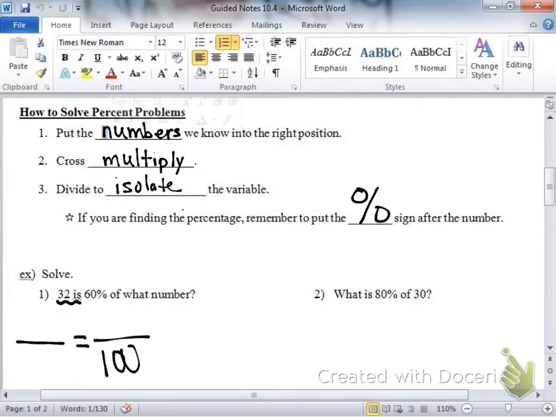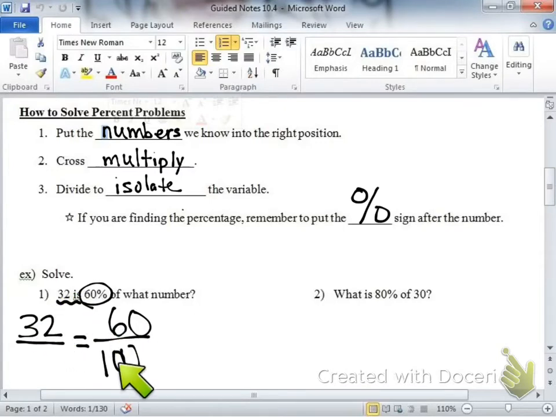Yes, the 60 is what goes over 100. The percent always goes over 100. But do you see how it says 32 is? So 32 needs to go in our is spot. Does the is spot go on the top or the bottom? The top. So 32 is goes on top.